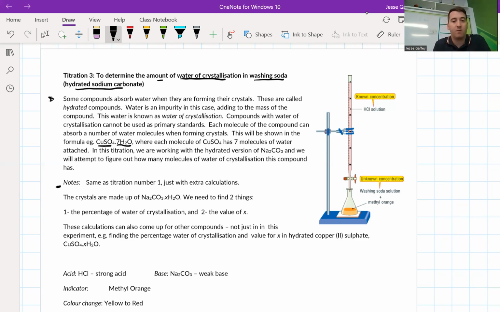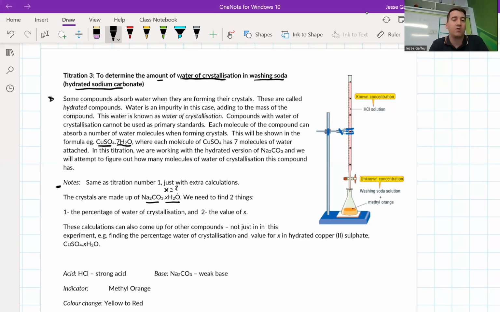So, we have been given Na2CO3.XH2O, so sodium carbonate with X water molecules. Now, X is equal to a number, but we don't know what that is. That's what we're trying to determine. X equals question mark. How many water molecules are attached to the sodium carbonate here?